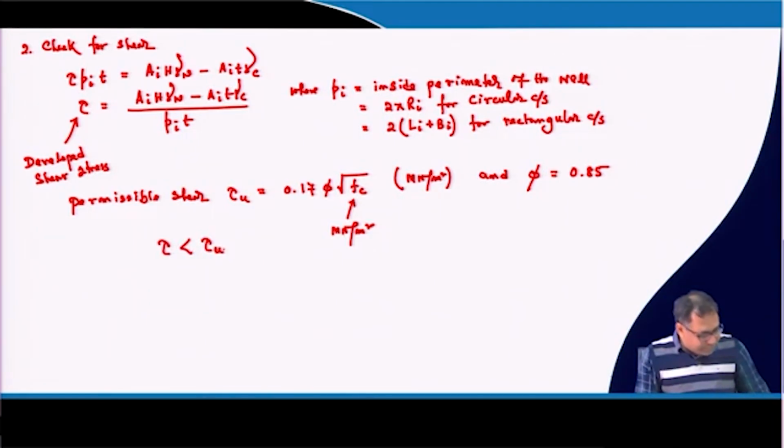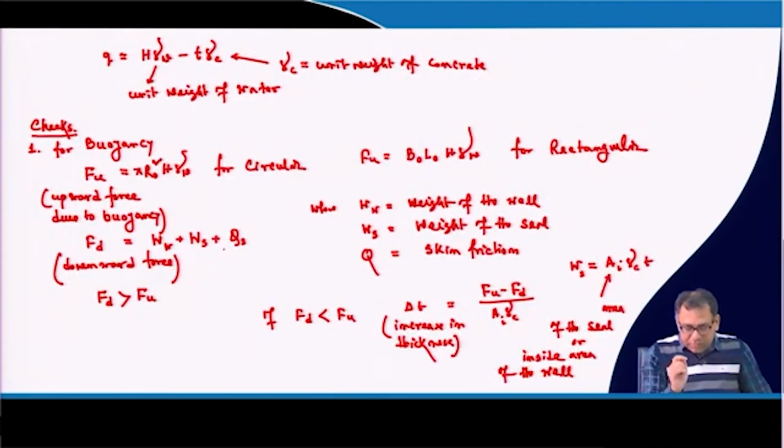So, that means we have to do these two checks to see whether the thickness that we are providing is sufficient or not. One check is the buoyancy force, which is acting in the upward direction. This buoyancy force should be taken care of, and we will take care of it with the weight of the well, weight of the seal, and the friction force. The weight of the well means the weight of the well without that seal.